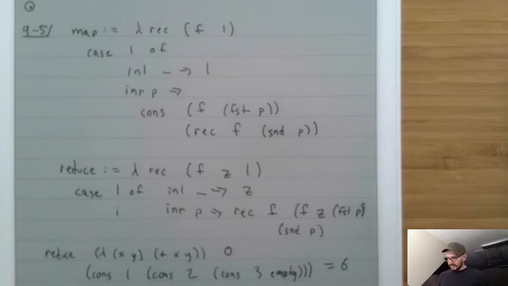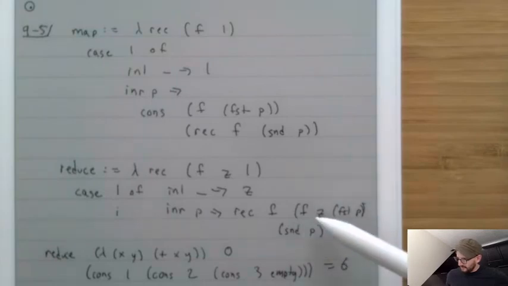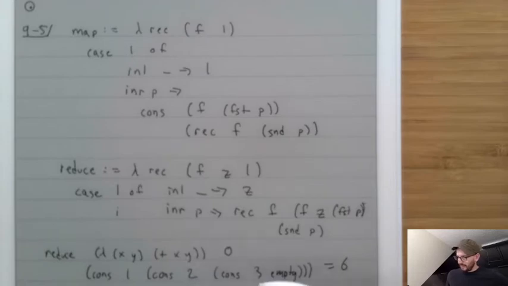And it's going to be equal to 6 because first we're going to call f with 0 and 1, and that's going to return 1. Then we're going to call f with 2 and 1 and get 3, and then we're going to call it with 3 and 3 and get 6, which is the answer 6. Okay.